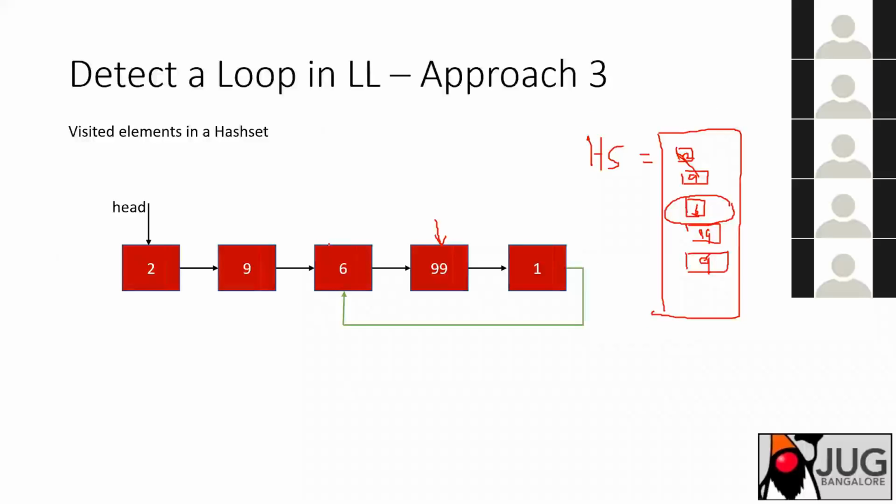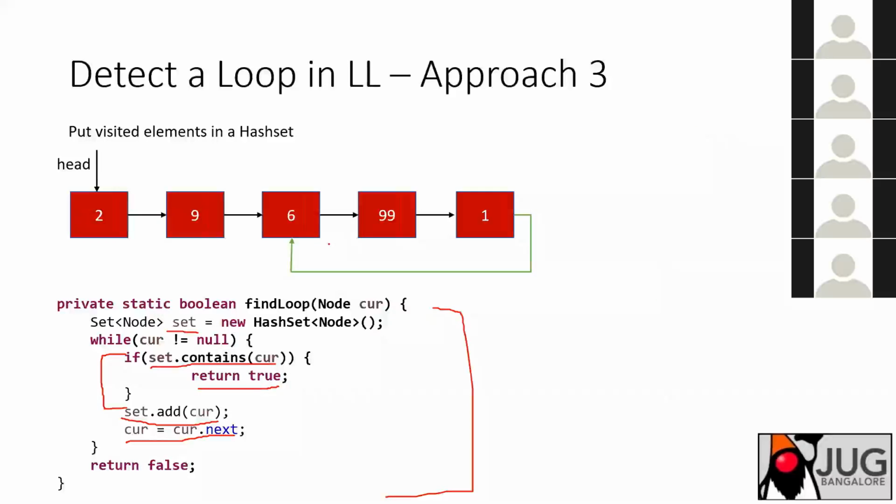Approach 3 is much simpler. You take a hash set and keep adding the nodes into the hash set. Before adding a node, you check whether that node is already contained in the hash set. If it is contained, that means it is a loop. For example, in this case, you add 2, add 9, add 6, add 99, add 1. Once you go to 6, before adding, you check whether the set contains this particular 6. Yes, it contains it. So it is a loop, and you return that a loop is detected.